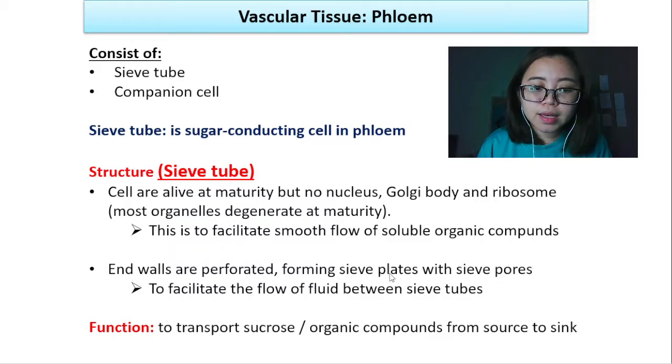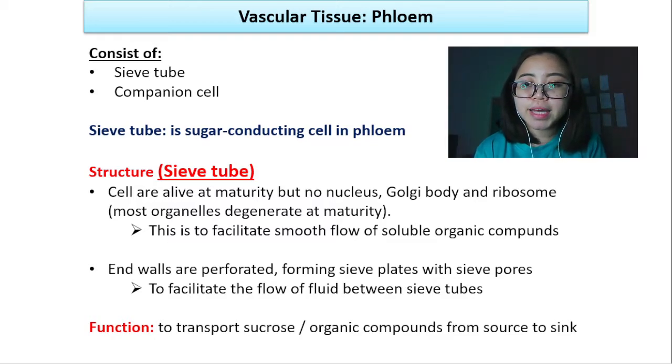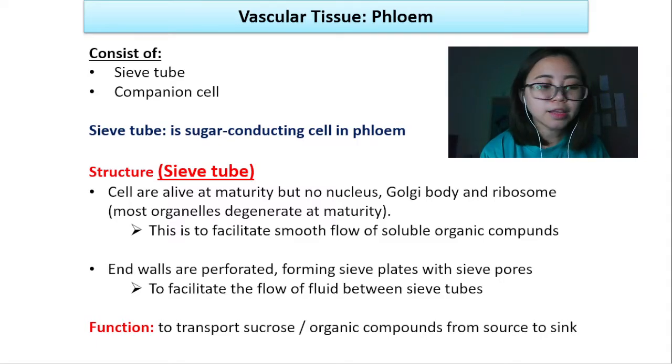Supaya peraliran bahan-bahan lebih lancar. Facilitate smooth flow of soluble organic compounds. The end walls of the sieve tube are perforated, berlubang-lubang juga, and they will form sieve plates with sieve pores. This is also to facilitate the flow of fluid between sieve tubes. So, fungsi dia memang dua-dua untuk melancarkan pengaliran atau peredaran bahan.